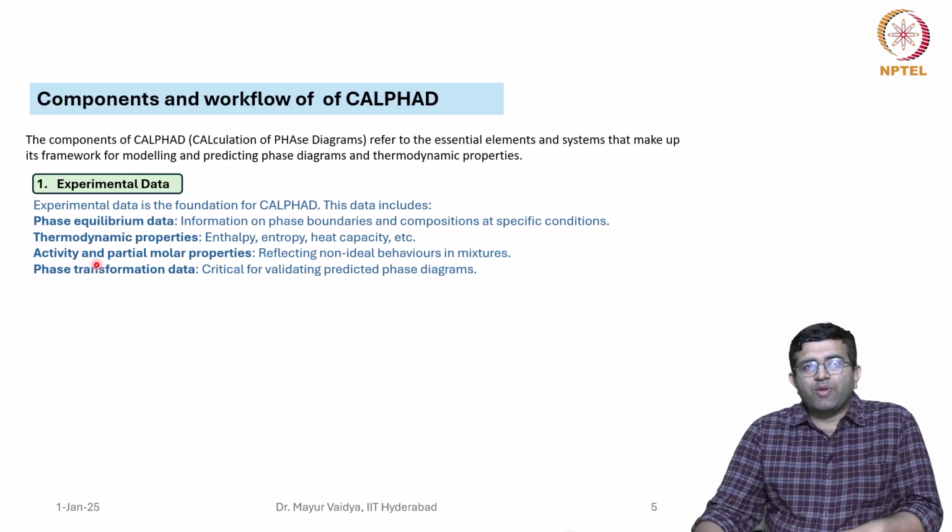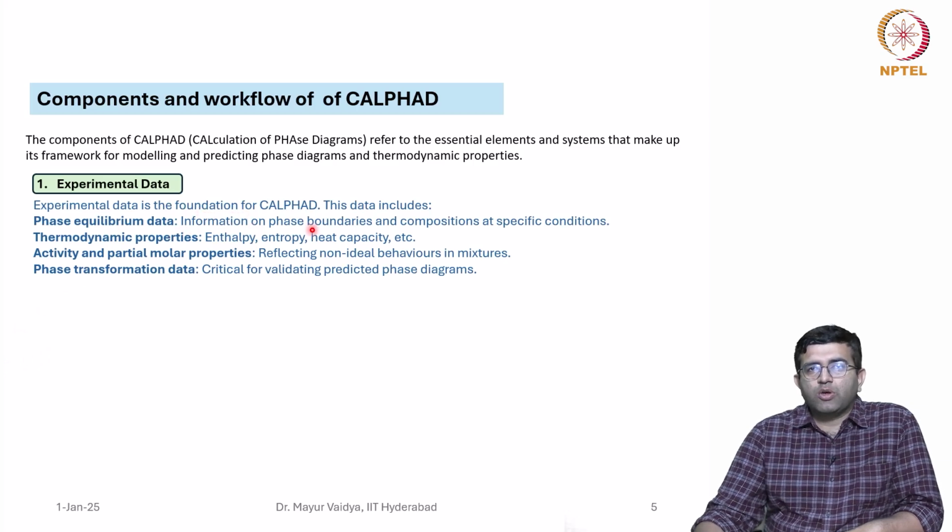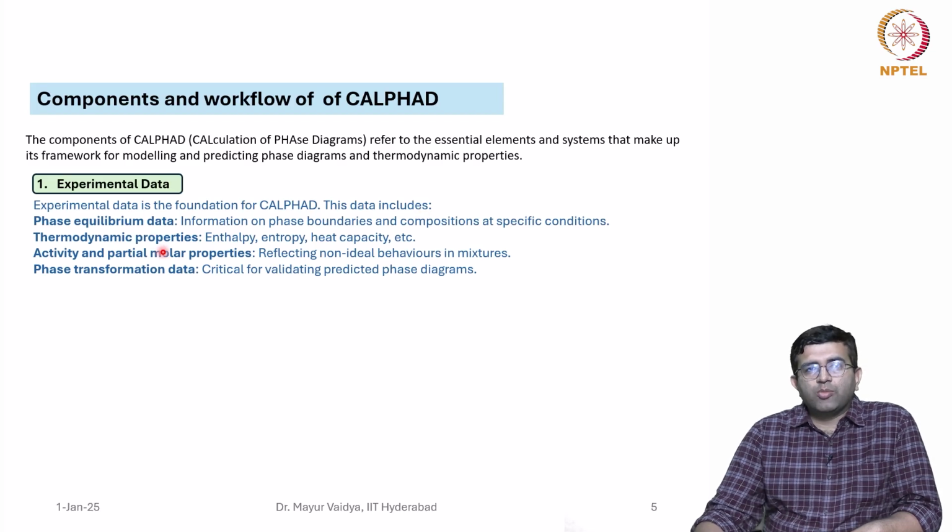So, the type of experimental data includes the phase equilibrium data, that means information on phase boundaries and compositions at specific conditions; thermodynamic properties: enthalpy, entropy, heat capacity, etc.; activity and partial molar properties, which tell you about the solution behaviors, whether it's ideal or non-ideal; and the phase transformation data. This is critical for validating the predicted phase diagrams.